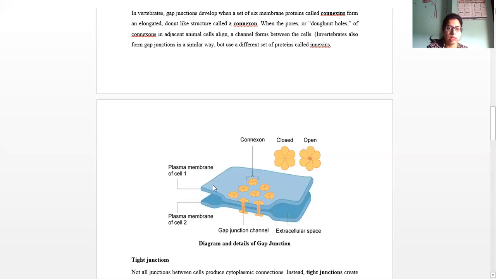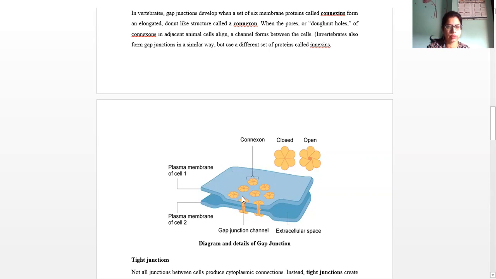Here you can understand this gap junction concept, the structural concept, by this diagram. These are the two plasma membranes: this one is for cell 1, this one is for cell 2, and this single molecule is known as connexin, and there are six of them arranged like this.